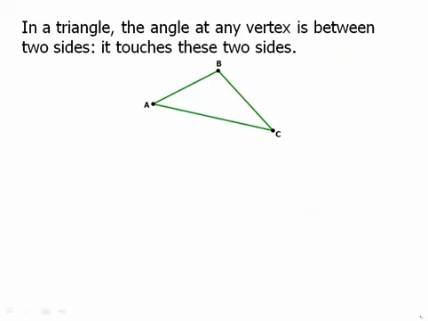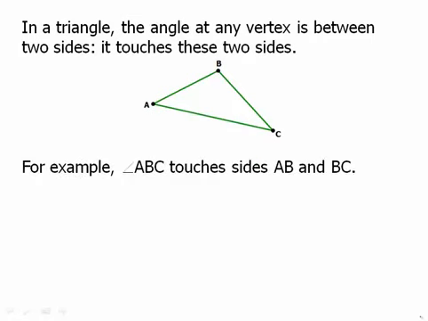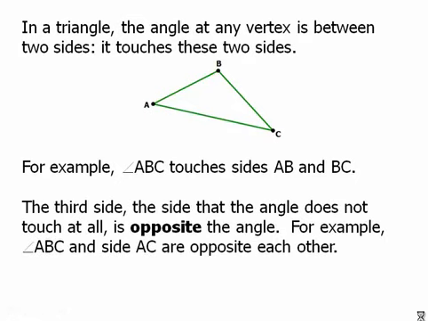In a triangle, the angle at any vertex is between two sides. It touches those two sides, or you could say it's adjacent to those two sides. For example, angle ABC, the angle right here, touches side AB and side BC. It's adjacent to those two sides. The third side, the side that the angle does not touch, is opposite the angle. For example, that same angle, ABC, and side AC are opposite one another. So that's an important relationship, and we'll be talking about that a lot. The relationship of the angle and its opposite side.